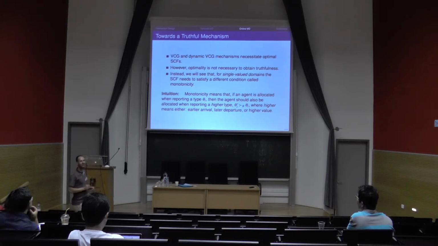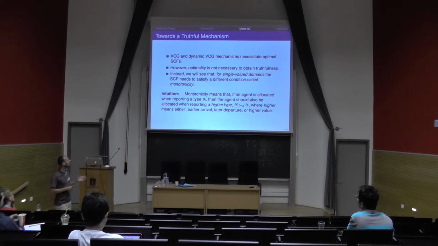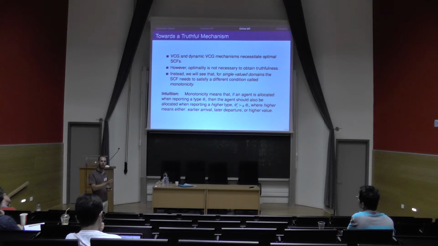Okay? So what does monotonicity mean? This is about the social choice function. It means that there are certain restrictions on the social choice function, such that suppose that the type theta I is allocated, so he receives his interesting set, right? He receives the bundle he wants. If he reports a type which is better, a higher type, okay, he should also be allocated. Okay? So it could never be the case that if you report a worse type, you get allocated, but if you report a better type, you're not allocated. So a better type should always get more, essentially.